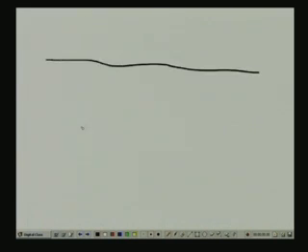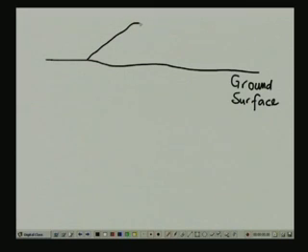Let us say we have a ground surface like this. This is the ground surface, and again we are looking at a vertical section, and let us say we want to construct an embankment dam at this location.